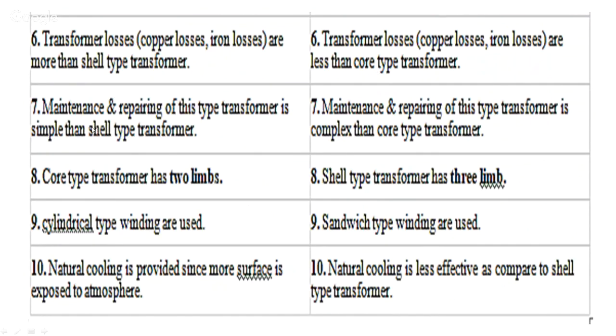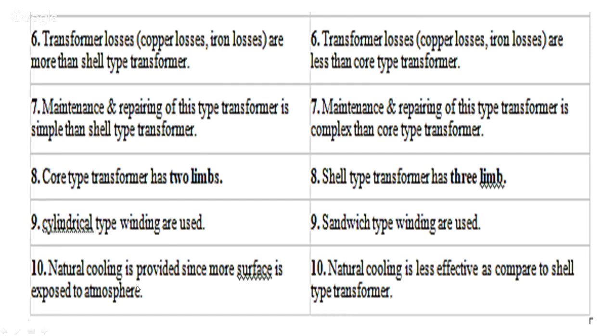Repair and maintenance of core type is simpler. Repair and maintenance of shell type is a little more complex because of its construction. Here core type has two limbs and shell type has three limbs, and cylindrical windings are used in core type, whereas a sandwich type of winding is used in shell type. Sandwich means one layer is going to be primary, another layer is going to be secondary. Just like in a sandwich, one on top of the other, it is going to be placed.